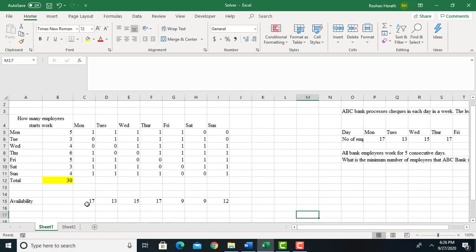If we have 17 employees on Monday, that's it. It doesn't matter when they would start the work. It is not the thing that is material. But we need to ensure that in minimum there must be this number of employees in order to perform the task.